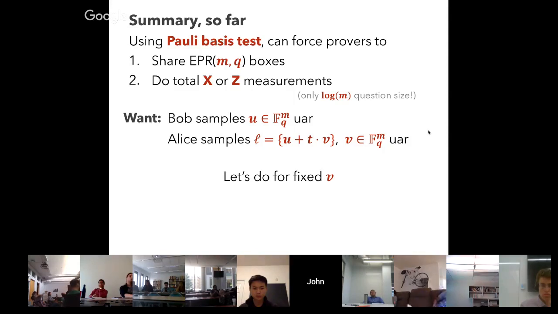And let me ignore the fact that V should be uniformly at random. Let's just fix a V for now and see how we do it. In fact, let's just fix the easiest V possible, the one that's a 1 in the first coordinate and zeros everywhere else. And let's see how we can use our EPR boxes to force the provers to sample the line versus point.